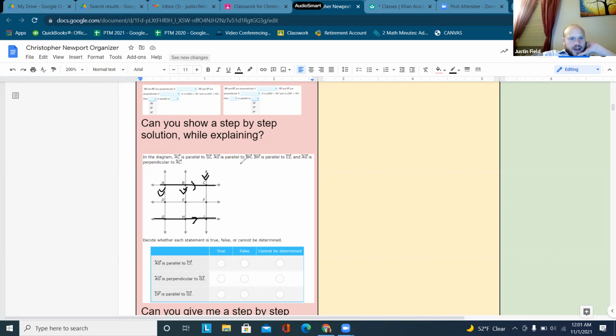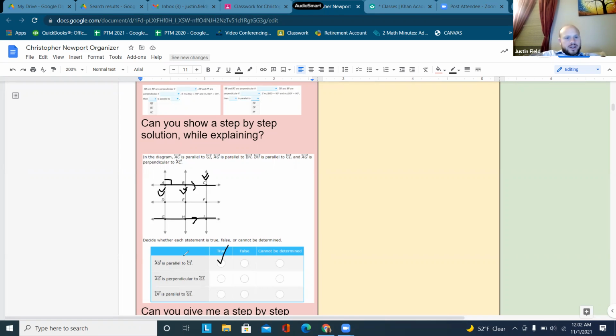And AG is perpendicular to AC. AC is perpendicular, right angle. Decide whether each statement is true. So the nice thing is everything is as it seems. You know, the picture is the way it looks. So these questions are going to be really easy. AG is parallel to CI. AG, CI, that's true. By the transitive property of parallelism.